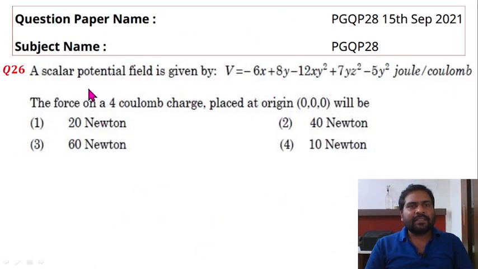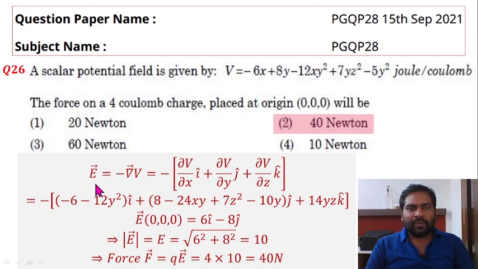Question 26. A scalar potential field is given by V equal to minus 6x plus 8y minus 12xy square plus 7yz square minus 5y square joule per coulomb. The force on a 4 coulomb charge placed at origin (0, 0) will be? E, the electric field, equals minus del V, equals minus del V by del X i cap, del V by del Y j cap, plus del V by del Z k cap. Take the derivative with respect to X, Y, Z and you will get these expressions.